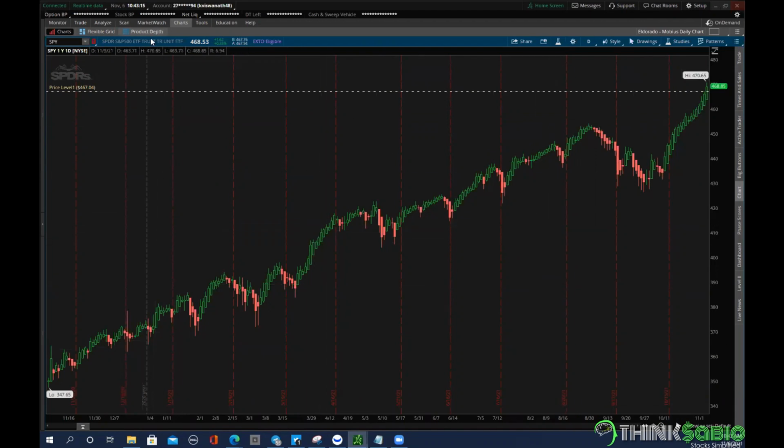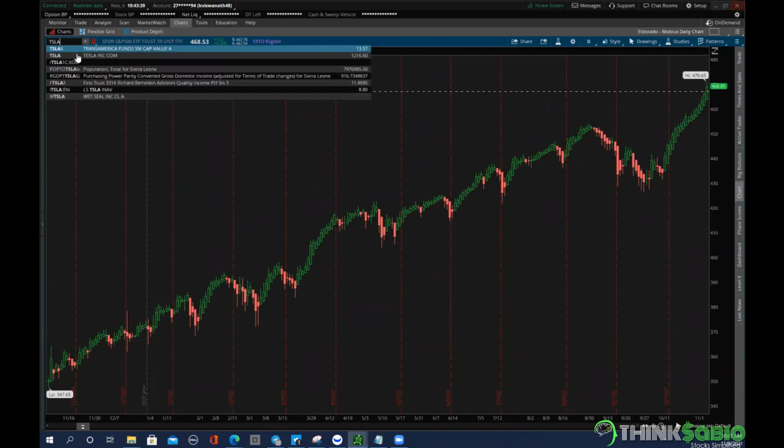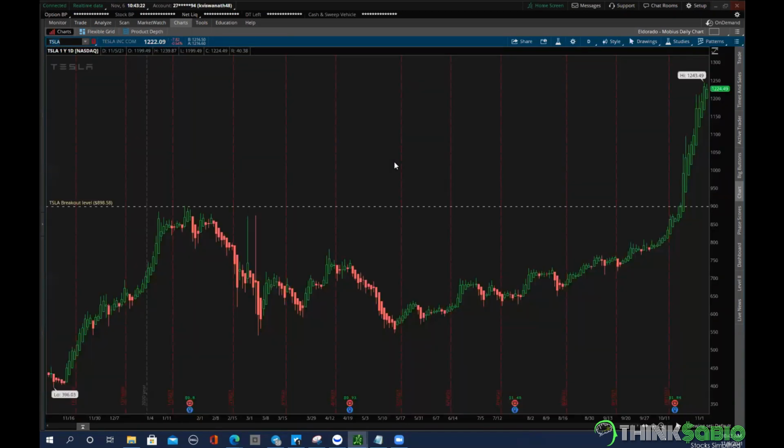I'm just opening SPY. I mean, you can look at whatever you want, right? Like, let's look at the most volatile stock. You can look at Tesla, right? So look at this. This is Heikin-Ashi again. I do not trade using the regular candle. I trade using Heikin-Ashi because I like Heikin-Ashi.